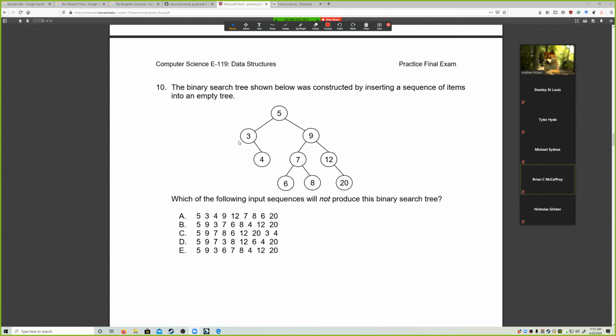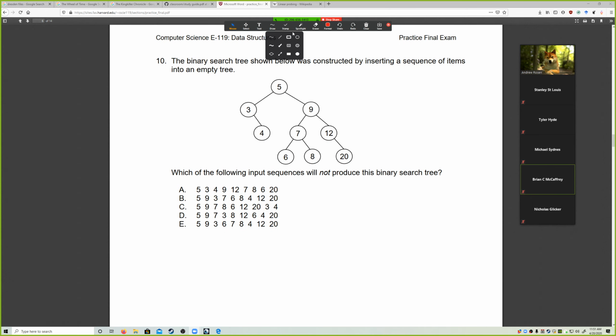Gotcha. Okay. So, this question also was like what I used on exam 2, which is, here's a tree. Which of these guys is going to create this tree? Which I thought was a really good question for one that I could auto-grade.